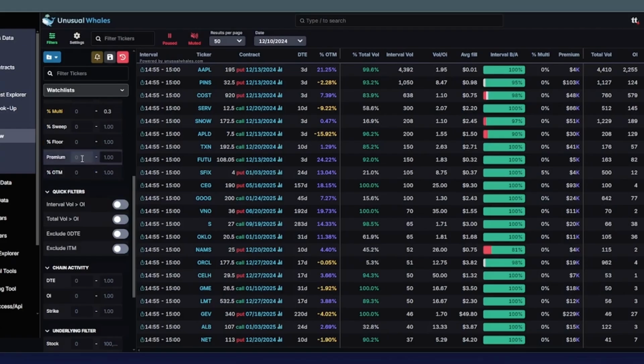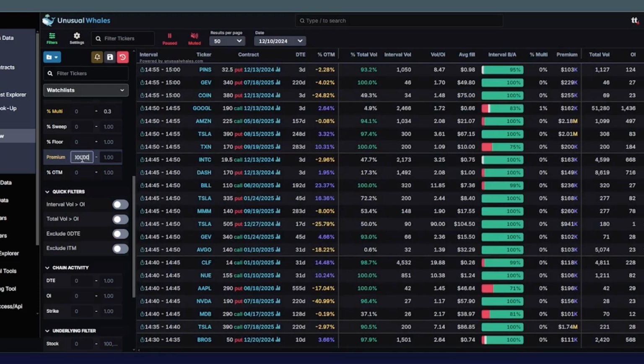For premium, I do want to have a minimum here. I don't want to catch every little whisper of transaction that comes through. I want there to be some kind of premium there. I won't have a maximum value because I don't want to limit how much premium there is, but I do want to have a minimum. So here within a 5-minute interval, I'm going to add $100,000 in net premium.